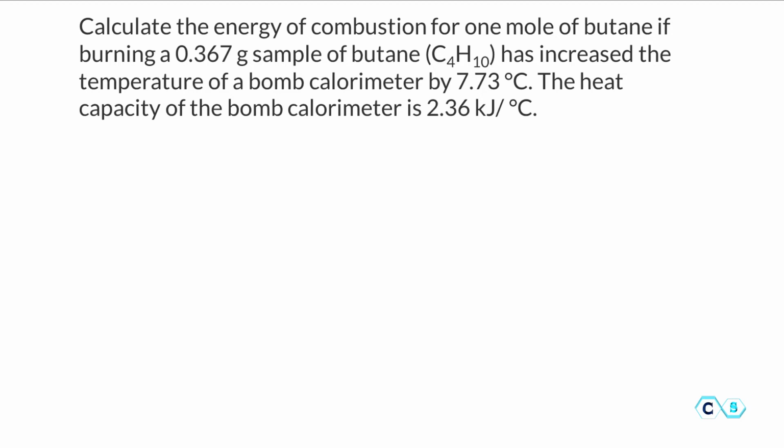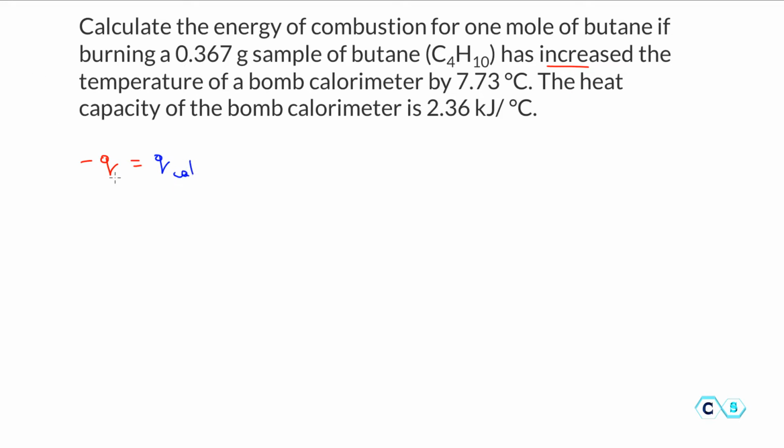Let's determine how much heat will be released from burning 1 mole of butane, considering the fact that the combustion of 0.367 grams of butane has changed the temperature of the calorimeter by 7.73 degrees. And it has actually increased the temperature, and this is very important. This means that this is an exothermic reaction, so the heat is released from the reaction, minus Q, and this is equal to the amount of the heat that the calorimeter has absorbed.